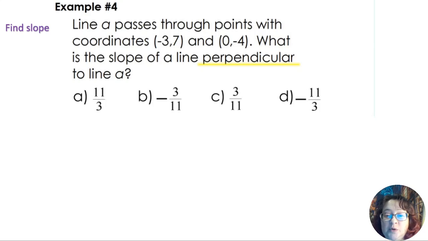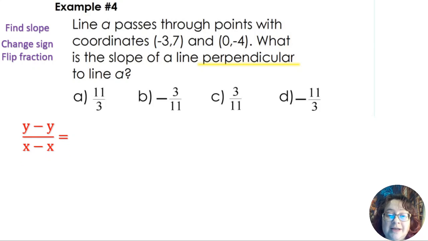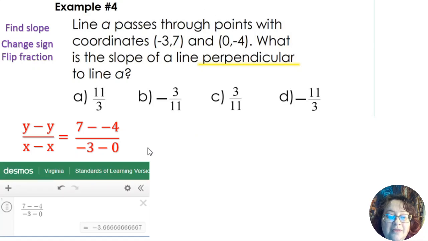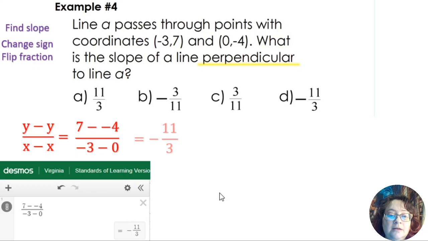And then, because it's perpendicular, I want to change the sign and flip the fraction. So I'm going to go ahead and use my formula, y minus y over x minus x. Plug in my numbers. I use my y value from the first point, 7, minus my y value from the second point, negative 4. And then x, negative 3, minus x, 0. I can plug that into Desmos. If I get a decimal back, I can click this little fraction button right here, which gives me my fraction, negative 11/3.